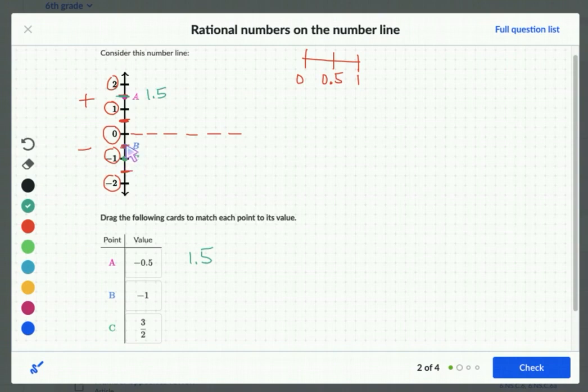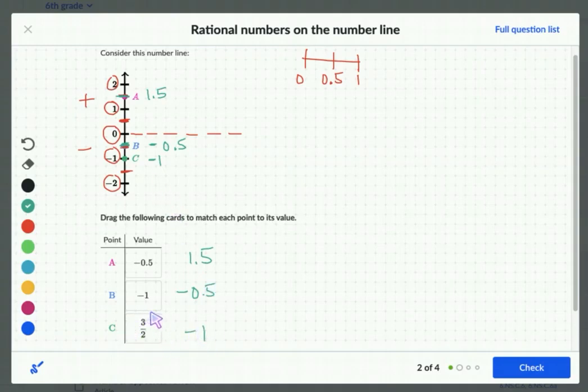For B, it is between the 0 and the -1, so it should be negative 0.5. It should be halfway. And for C, it is right on -1. Okay, so I see that A is 1.5, B should be -0.5, and C is -1.